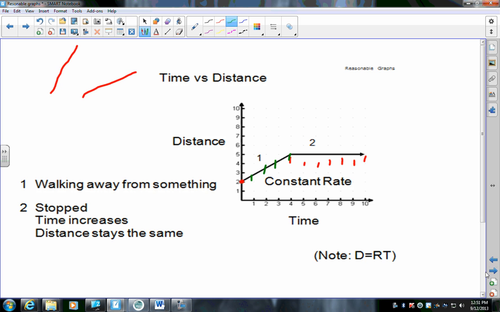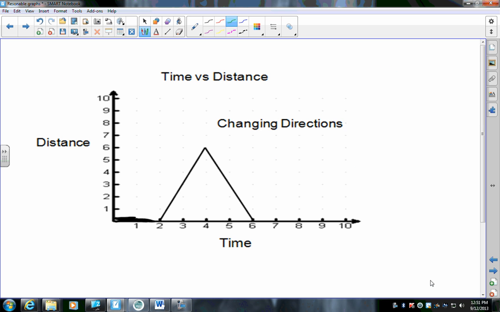On the next slide, right here, as I look at this, right now I'm going up, then I'm walking away, then I'm walking back towards something. So this is away and back towards something. That is why I say that right here at this point I am changing directions.